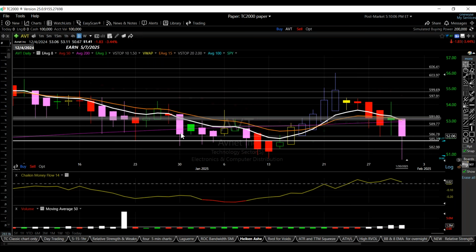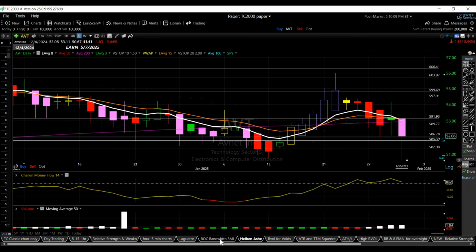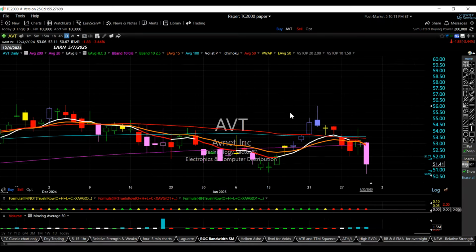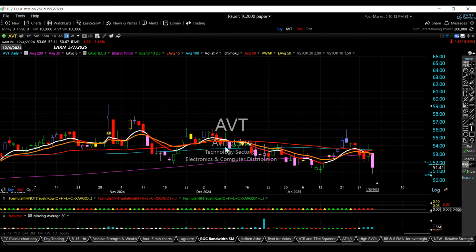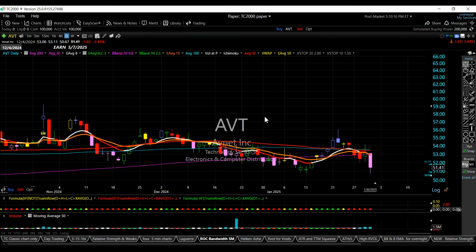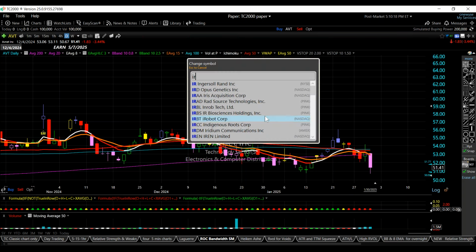They're kind of a choppy stock, but I just want to point out the use of Heiken-Ashi candles, and this is what you got here. I wouldn't trade this stock. It's just too choppy, but that's a nice setup right there. And iRobot, the last one I'm going to look at.